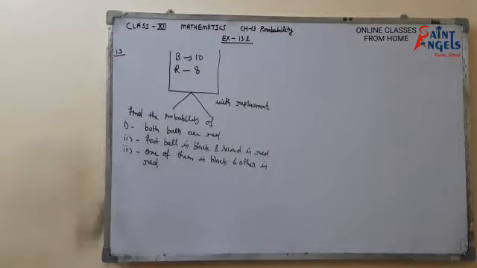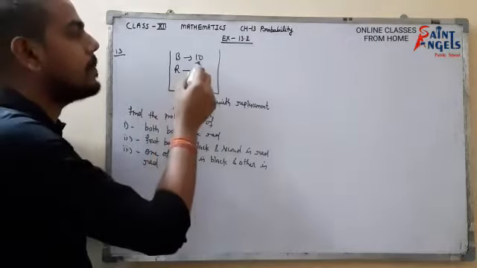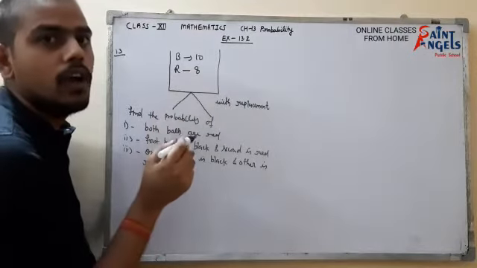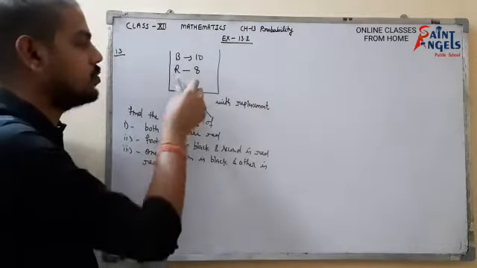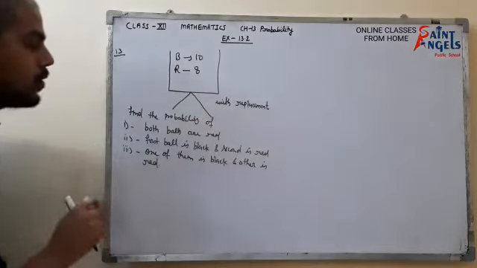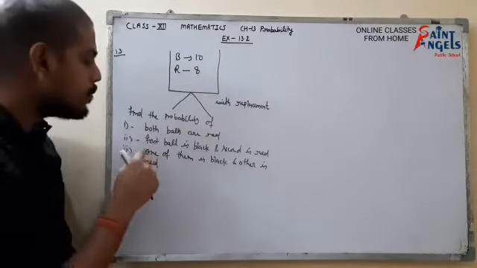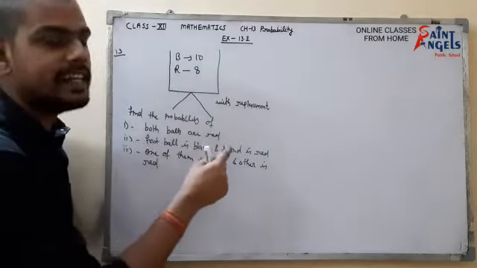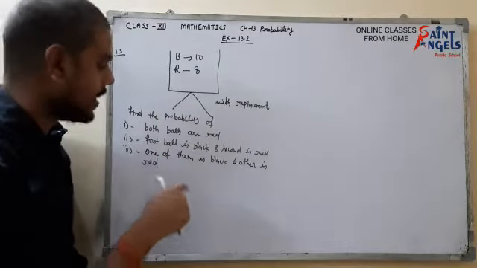Now look at question number 13. In question number 13 we have a box with 10 black balls and 8 red balls. Two balls at random have been chosen from this bag with replacement. Then we have to find the probability that both balls are red, that the first ball is black and the second is red, and that one of them is black and the other is red.